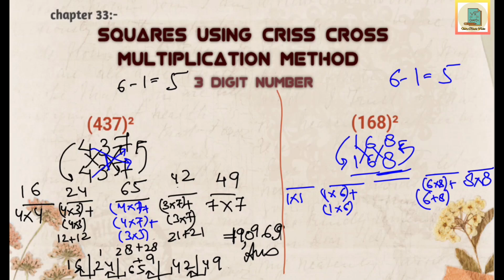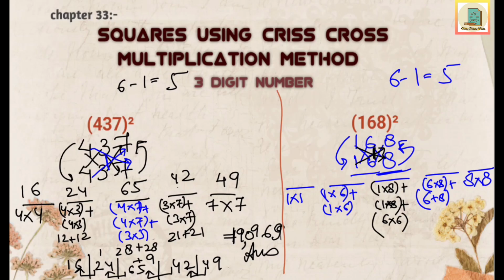And in the middle partition, multiply the extreme diagonal numbers, that is 1 multiplied by 8 plus 1 multiplied by 8, and add the middle numbers, that is 6 multiplied by 6.